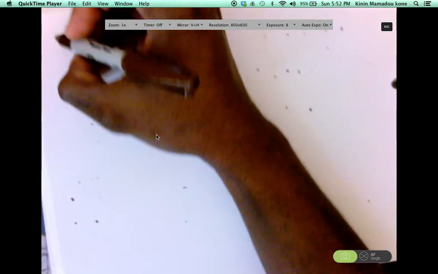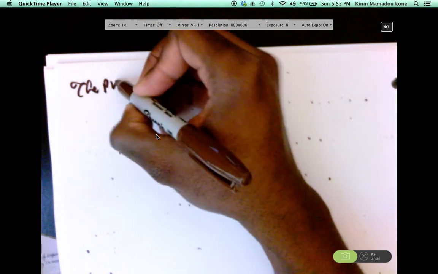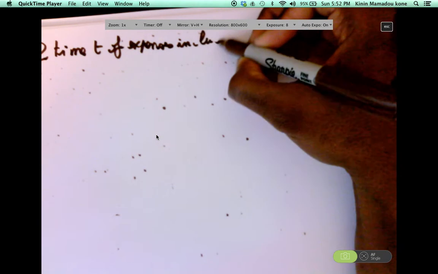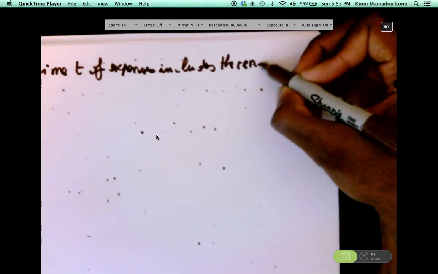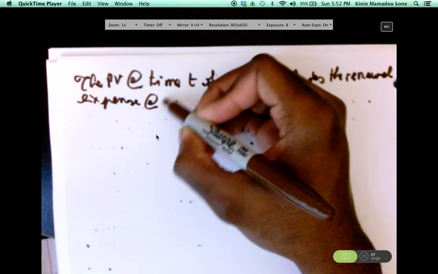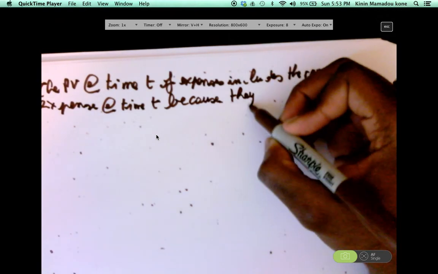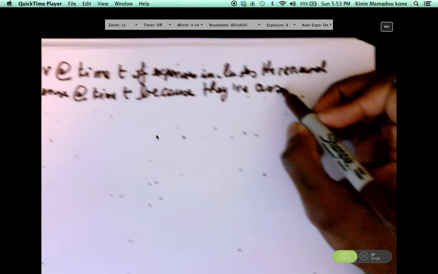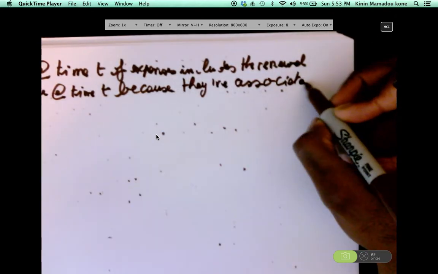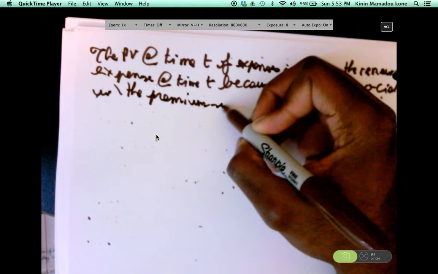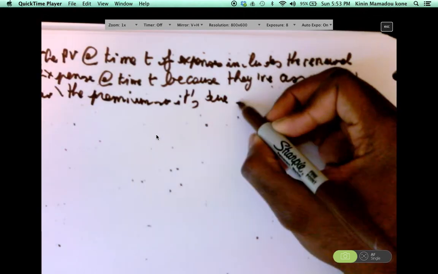Okay, let me write it down. I'm saying that the present value at time t of expenses includes the renewal expense at time t, and the reason is because the renewal expenses are associated with the premium, so it is due at time t.